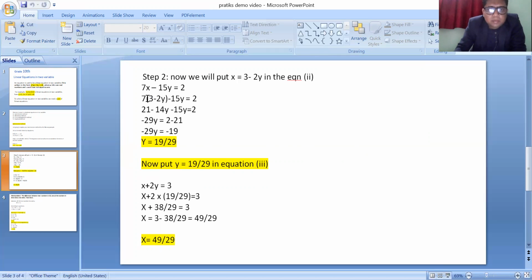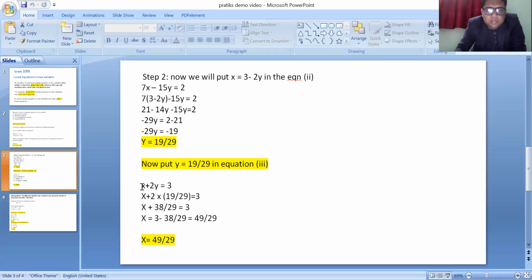So 7x can be written as 7 bracket 3 minus 2y minus 15y is equal to 2. And when we solve this, we will get y is equal to 19 by 29. Now what we have to do, we are going to substitute the value of y is equal to 19 by 29 in either equation 1 or 3, anything. So 3 is easier, so we will put it in equation 3.